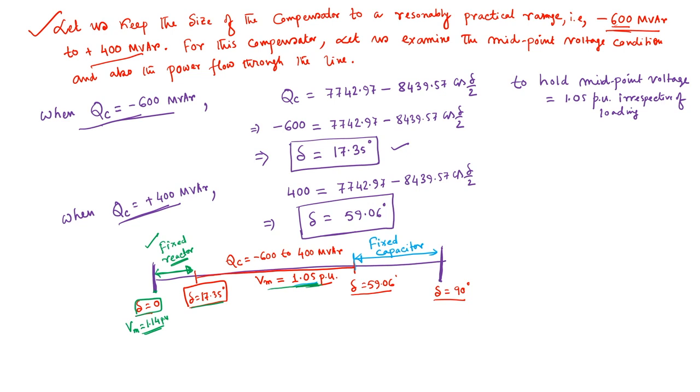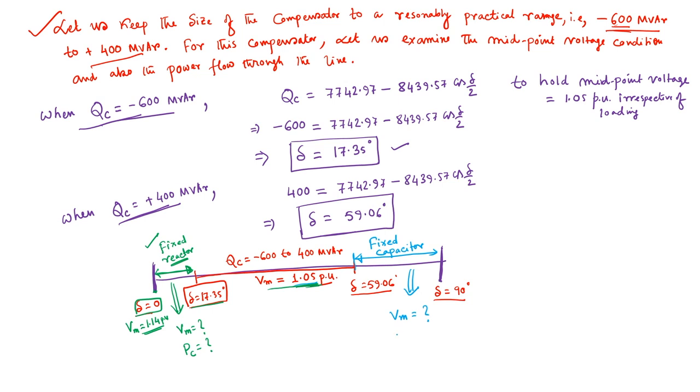Now, the question is, if it is so, then we will be curious to know what the midpoint voltage condition would be during the period when the compensator acts as a fixed capacitor, as well as when it acts as a fixed reactor. We will also be interested to know what the compensated power is during this fixed reactor range.